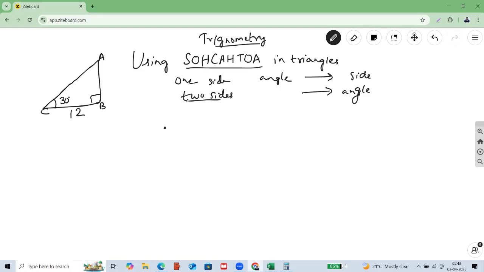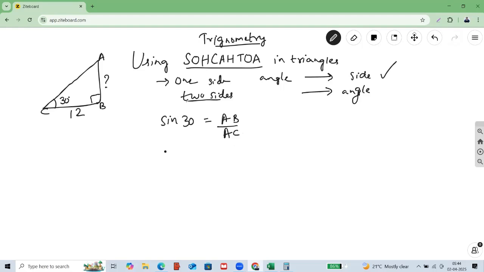How do we do that? Let's say my intention is to find AB. Now, as the situation is, one side is given, one angle is given, another side I have to find. So SOHCAHTOA has to be used, isn't it? Now, how to use it? We'll try all the SOHCAHTOA. Sine 30 is opposite by hypotenuse. Opposite is AB, hypotenuse is AC. Now, I don't know AB, I don't know AC either. So is this going to help me? No, it's not going to help me.